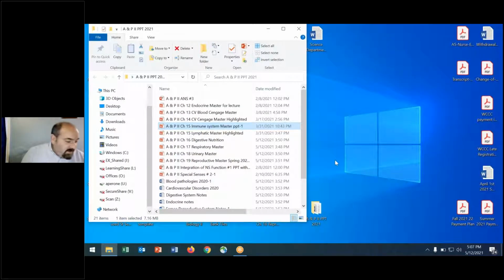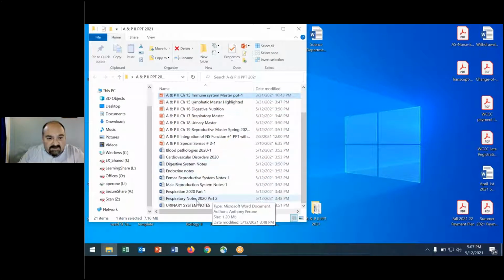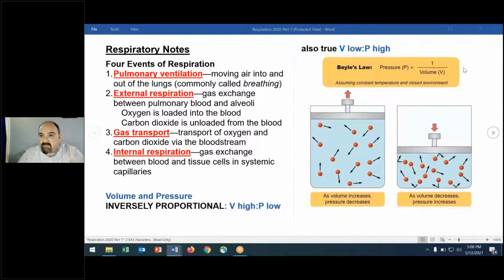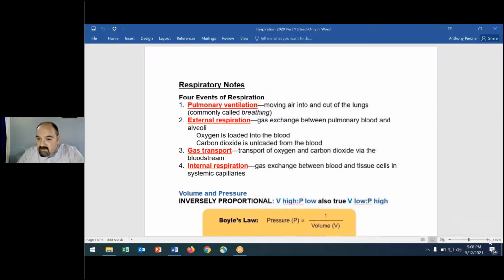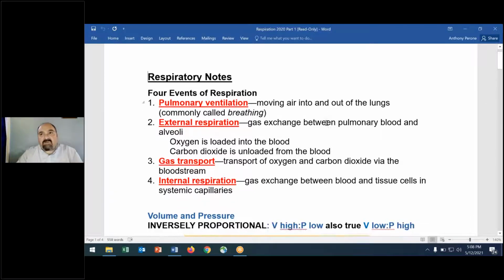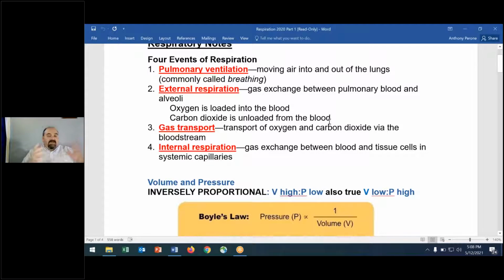Now, let's move on to the respiratory system. This one is a very short packet here, only a few pages, right? But really the significance of what's going on as far as the events of respiration. So ventilation, external and internal respiration, the movement of gases in the cardiovascular system, taking place from the lungs to the blood, and then going from the blood to the cells and tissues of the body.